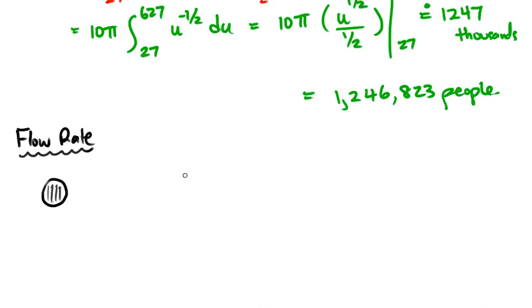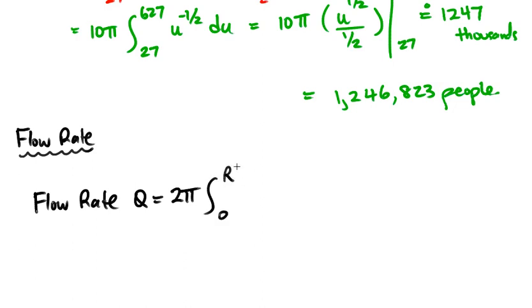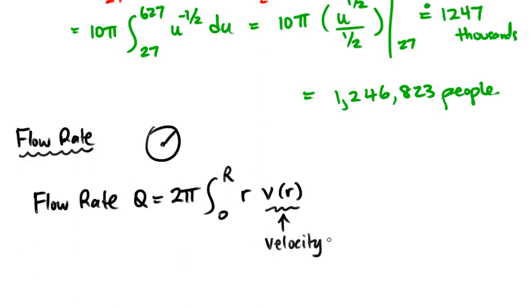And there's a formula for it, and you'll notice it looks really similar. Of course, you go from 0 to r because you don't have the ring idea happening. You have a flow from the middle just to the outside, but you still have a radius, and you have v of r, and this is the velocity function at radius r. And then, of course, it's dr.